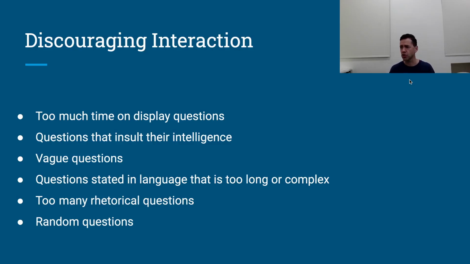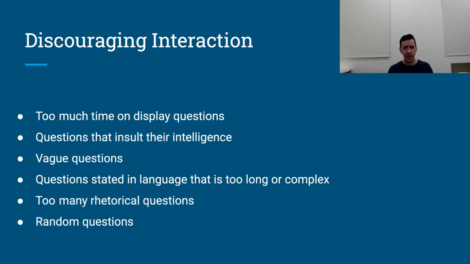How can you discourage interaction in the classroom? So see, first point, too much time on display questions. And we saw from the research that that is a real thing that can happen. Second one is you use questions that insult their intelligence. You have to be really careful with junior high school students about this one.